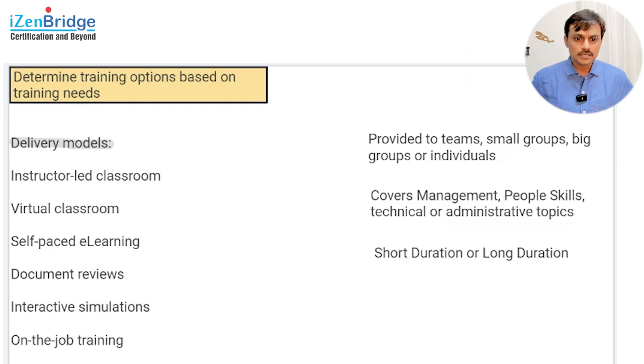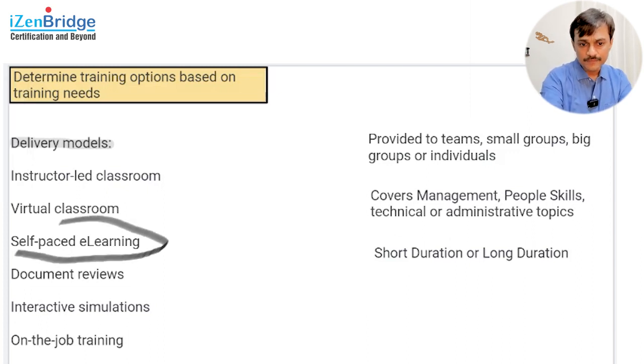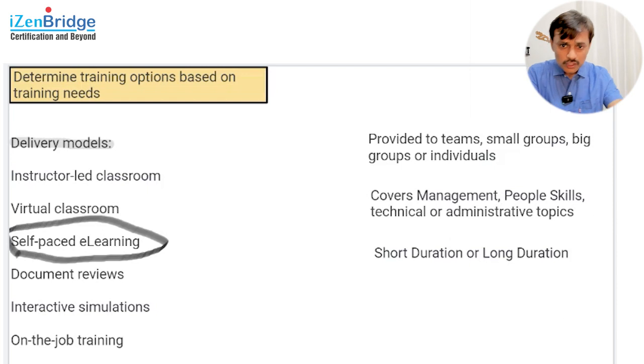Then the second focus is determining training options based on training needs. So we know these kinds of trainings are needed. What do we do about it? How do we deliver those trainings? We can think of various training modes or models. Say, should I give them a video and let them study by themselves, self-paced learning? Yeah, it looks good, but it may not be effective.